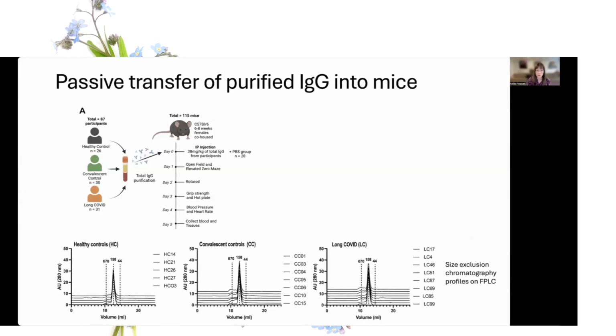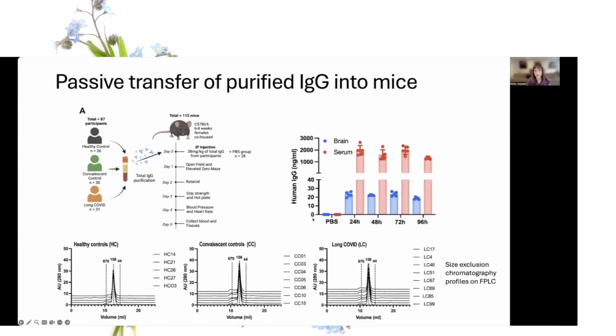Just to demonstrate that these are purified antibodies without any aggregates. These are IgG fractions that are monomeric in nature. And the human IgG can be found in the recipient animals for many days, especially in the serum, but somewhat also in the brain. So there's some access of these antibodies into the brain.